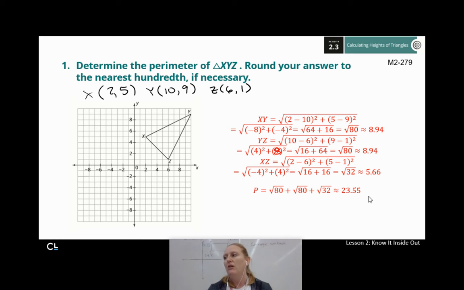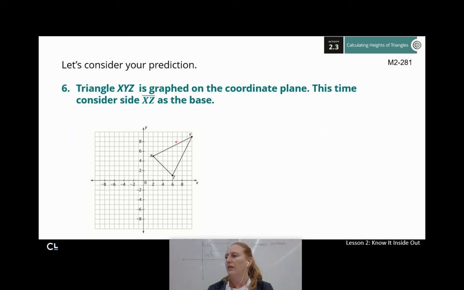Now, we found the perimeter. And yes, we had to use the distance formula like 3 times, but that's okay. We found that this was the square root of 80, the square root of 80, and that last one on the bottom was the square root of 32. So I'm just going to use that real quick.